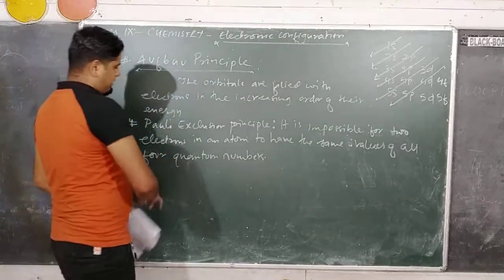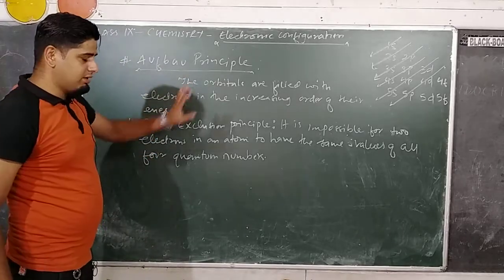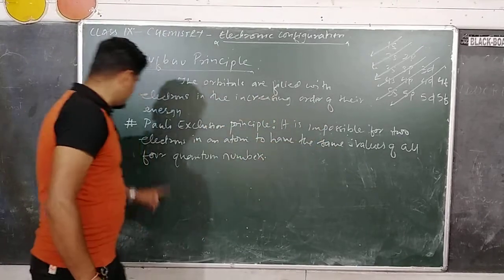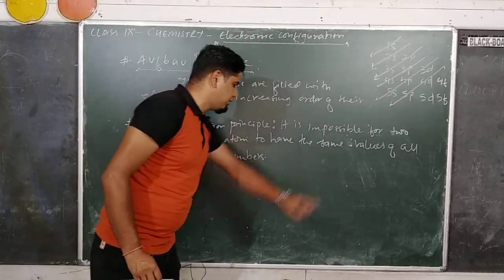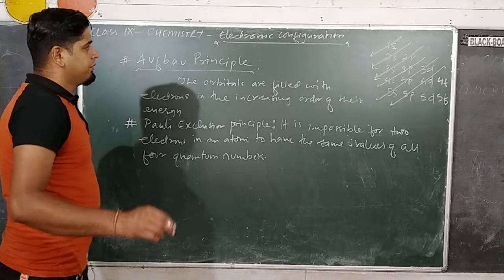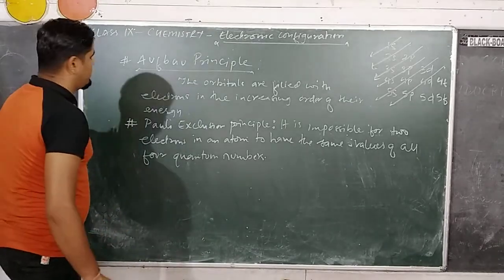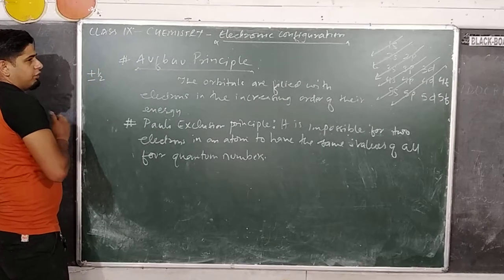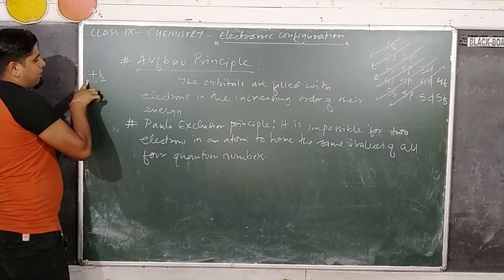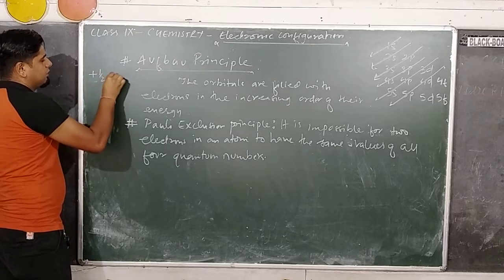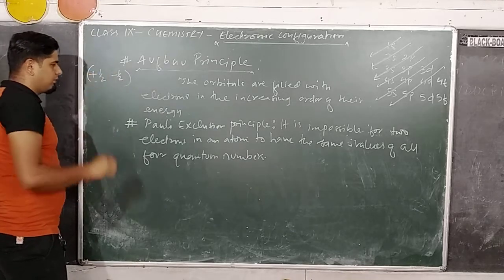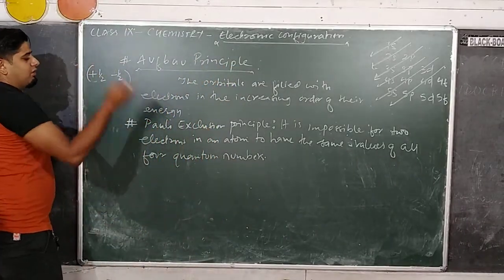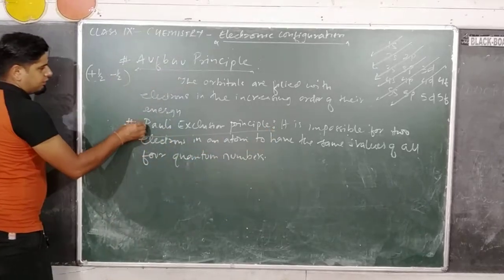I'll explain this by doing examples. Just make a note of this. It is impossible for two electrons in an atom to have the same values of all the four quantum numbers. While doing the spin quantum number, we always put plus half and minus half. Yes or no? For two electrons, one will be plus half. For another electron, the value for the spin quantum number will be minus half, as you notice. Why? Because of this.